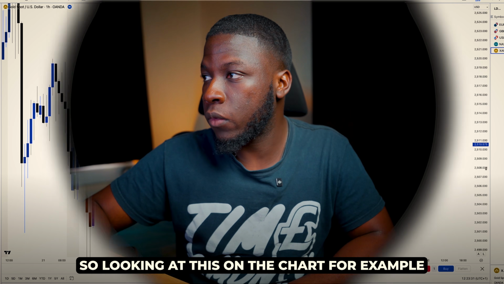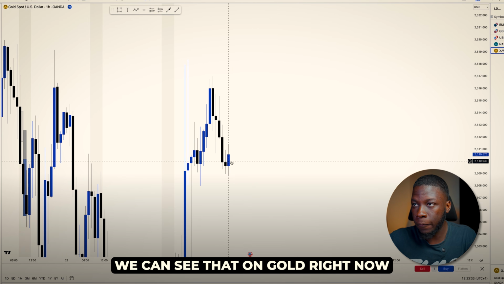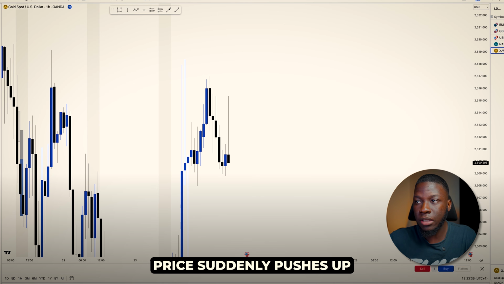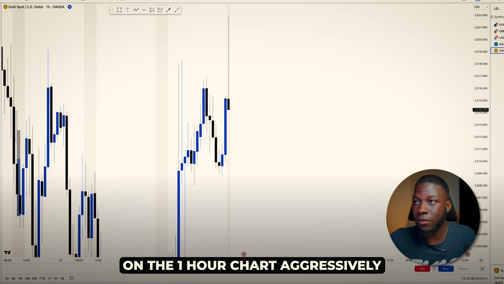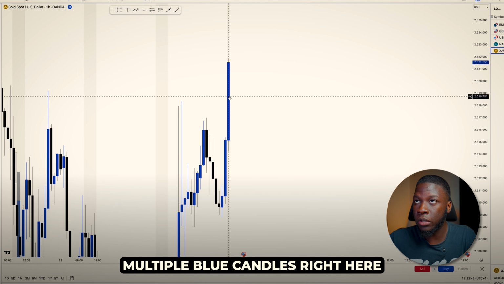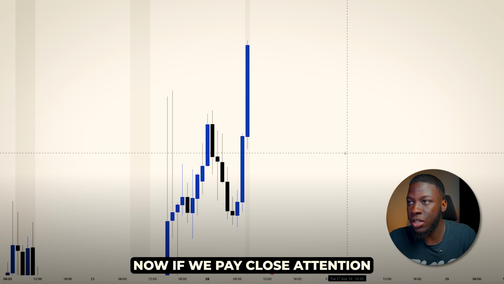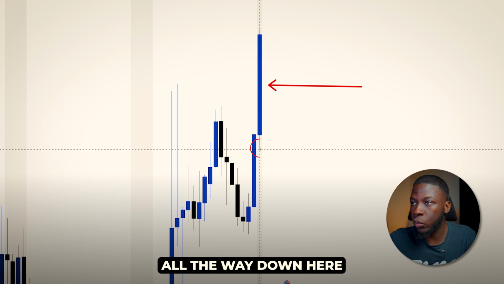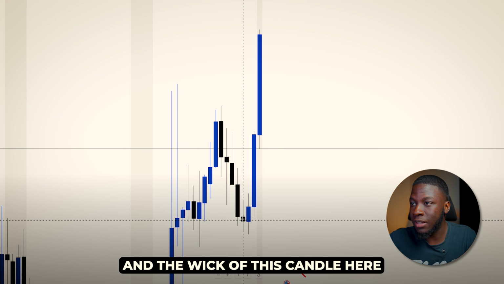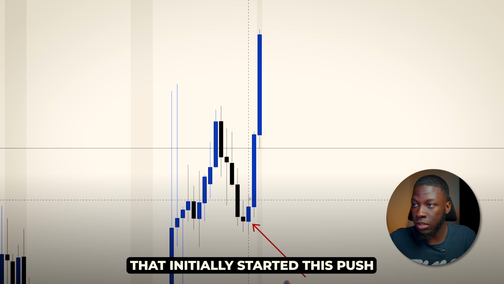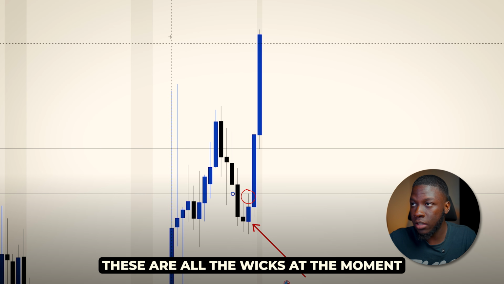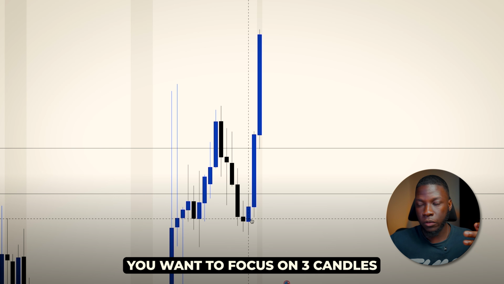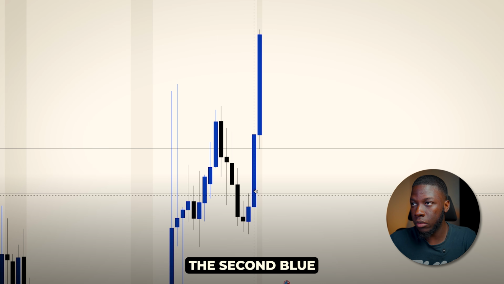So looking at this on a chart, for example, we can see that on gold right now, this is where price is at. Price suddenly pushes up aggressively on the 1 hour chart, so that we literally have multiple blue candles right here. Now, if we pay close attention to the wick, you will see the wick of this candle goes all the way down here, and the wick of this candle here that initially started this push goes all the way up here, right? These are all the wicks at the moment. You want to focus on 3 candles. So we have the first blue, the second blue, and then the third blue.